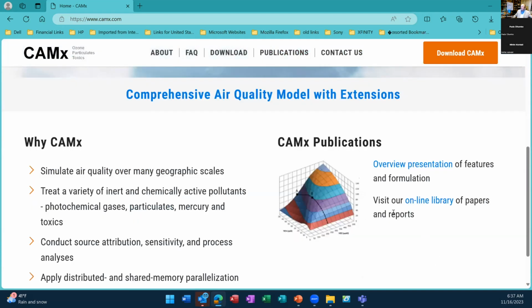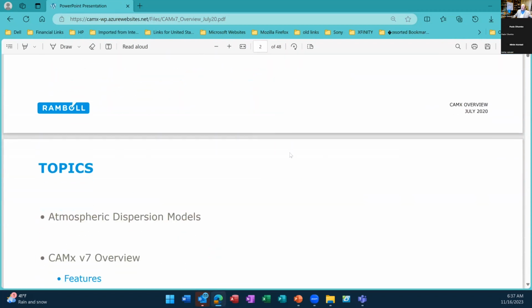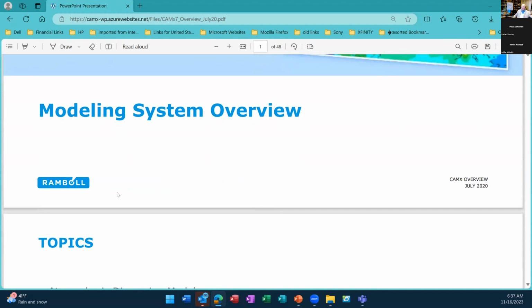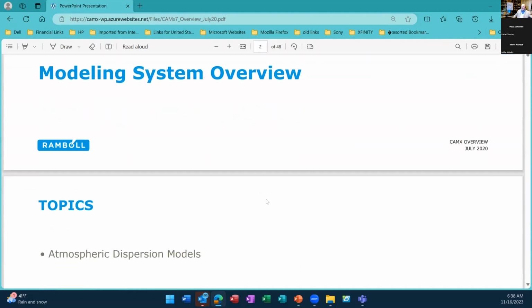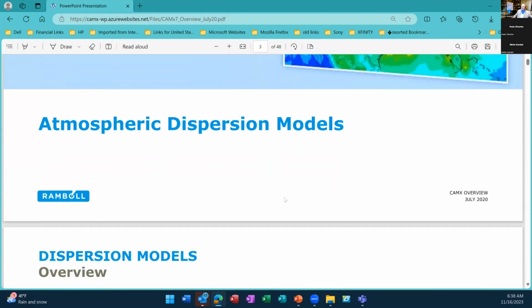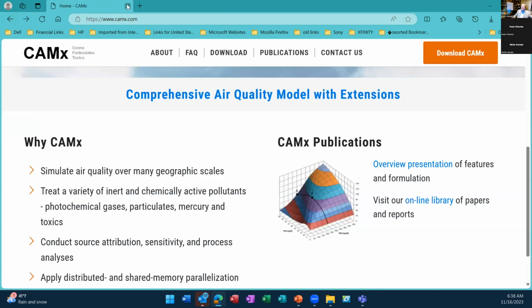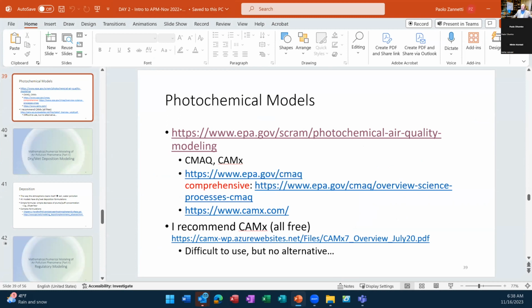There are many publications available. There is an overview presentation here. Now the model is managed by Ramboll. Ramboll consulting company purchased the original corporation that developed CAMx, and so everything now is managed by Ramboll, which is a very large engineering and environmental consulting company. You have here a full set of slides talking about CAMx. So my recommendation, if you want to start doing photochemical modeling, is CAMx, at least to start. It's still difficult to use. My recommendation is to be guided by some consultant if you start, but it is the best choice.